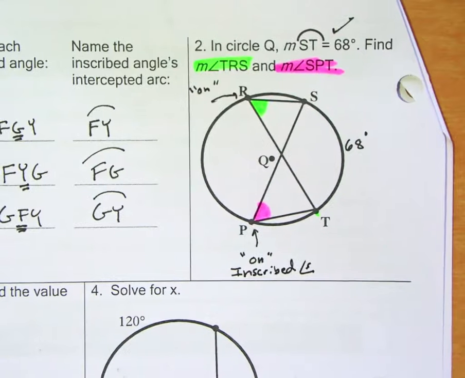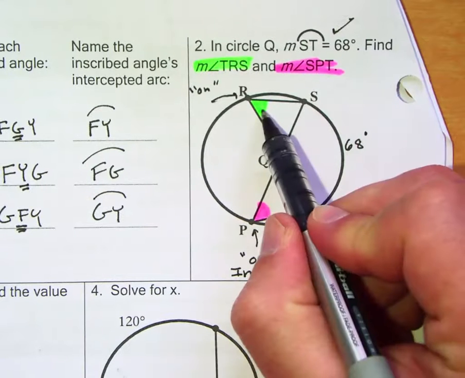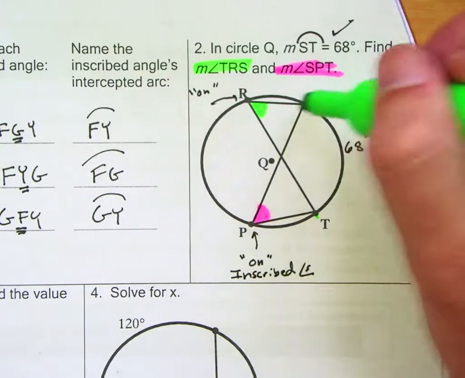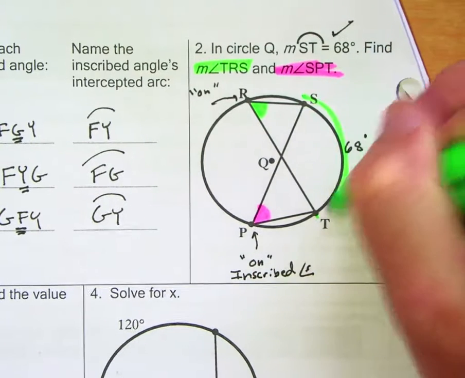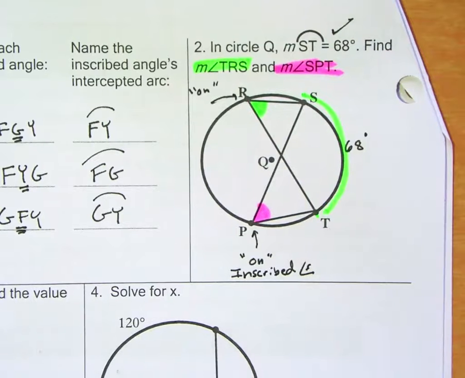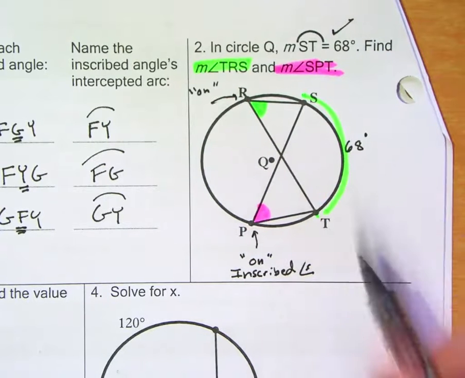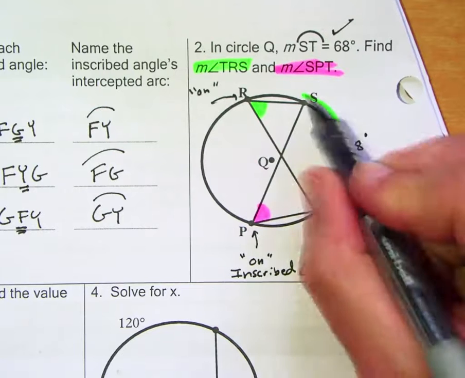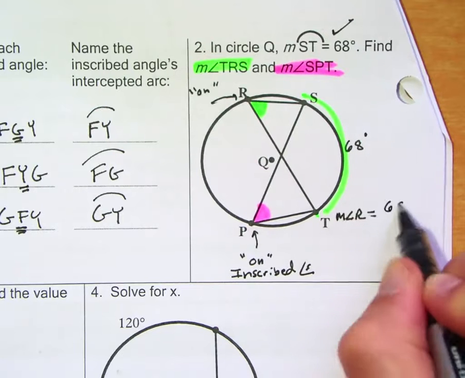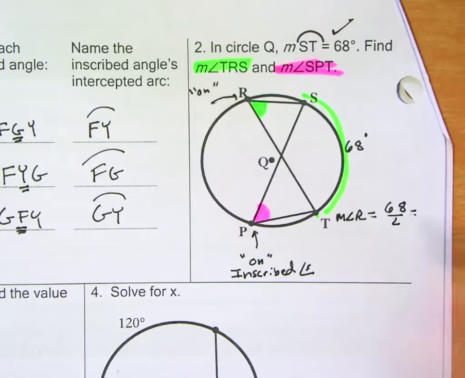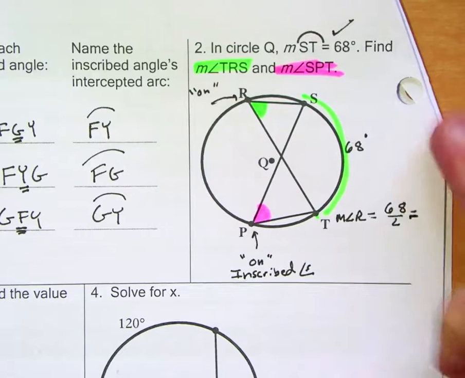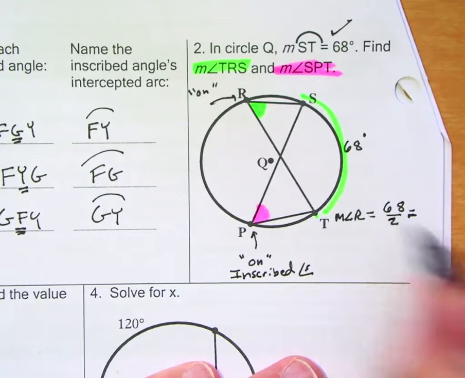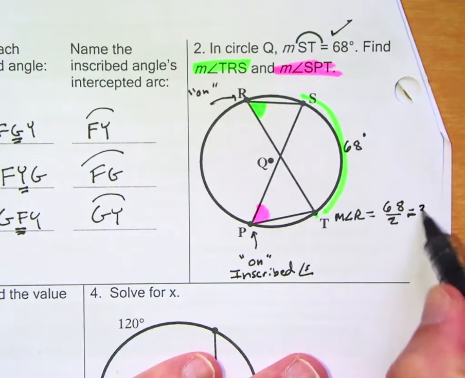And the relationship we know is that this angle here, for example, is half of its intercepted arc. So shine its light, and it intercepts this arc right here. So the measure of angle R is equal to half of this. So the measure of angle R is equal to half of 68. And half of 68 in this case would be 34 degrees.